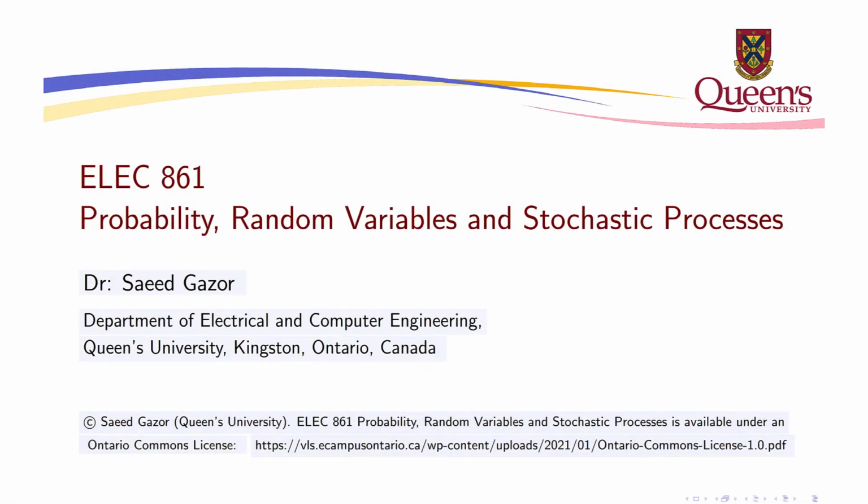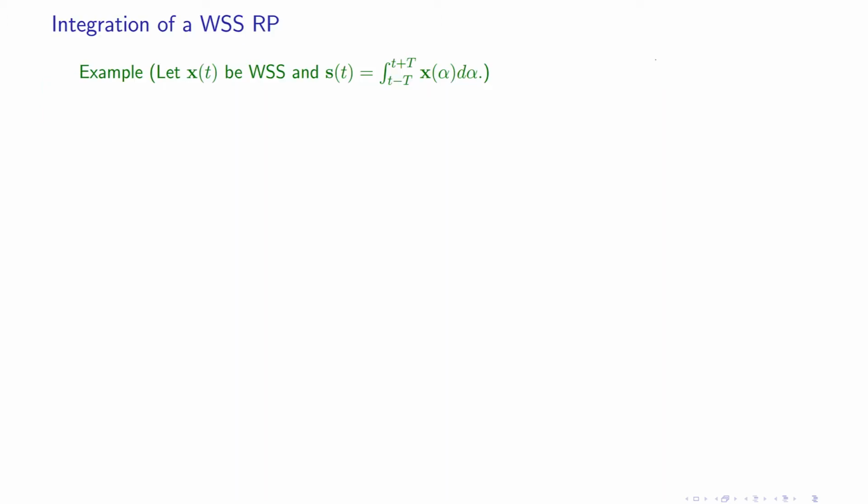We will later on learn how to manipulate wide sense stationary processes in LTI systems in the next chapter. However, in this chapter, I wanted to have one example. In this example, let x of t be a wide sense stationary process and s of t be an integral of x of t over an interval.